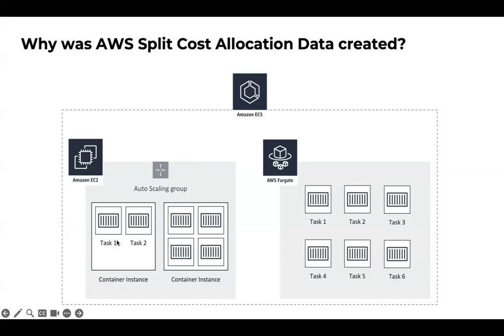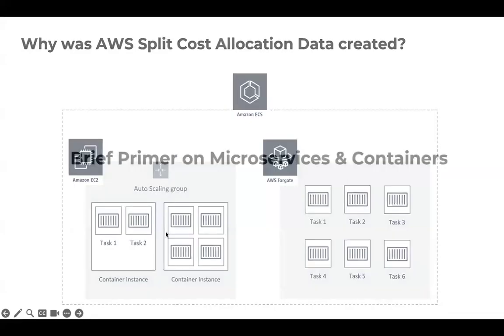The reason SCAD was invented was because in this server-based model, you only have visibility of the EC2 costs and not the container level costs. For example, if you have multiple departments running containers, you don't know how much of the cost should be allocated to each department. Say task 1 was marketing, task 2 was engineering. If you don't have visibility into container level costs, you do not know how to do this allocation. So this is why SCAD was created, to break up that EC2 cost into the underlying container costs.